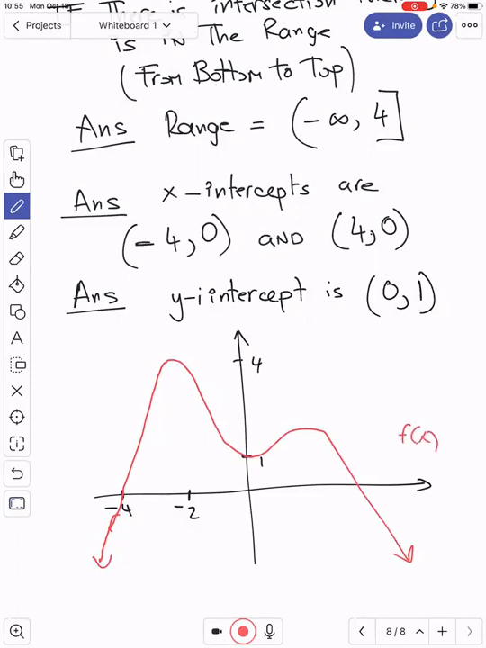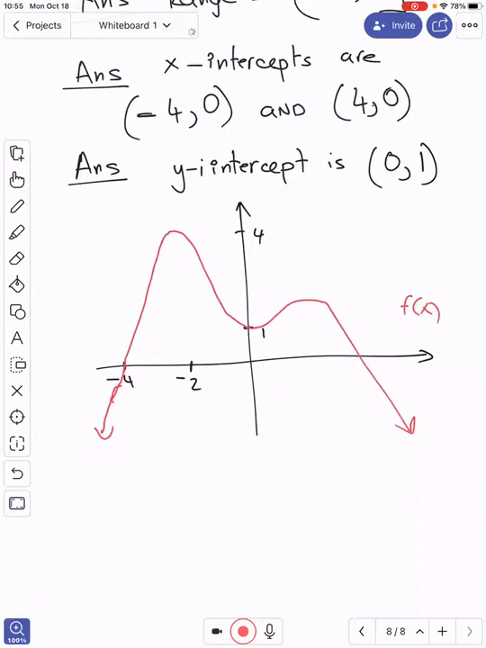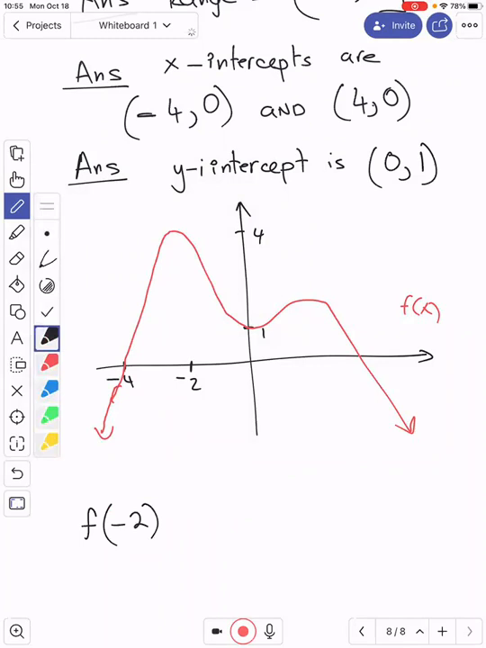So for example, if you want to find f of -2, that means you need to find the corresponding output y. My input is -2. So f of -2, my x is -2, right? This is my x, and I need to find the corresponding output y. So x is -2, it's right here. That's my x-axis, and then I need to find the corresponding y.